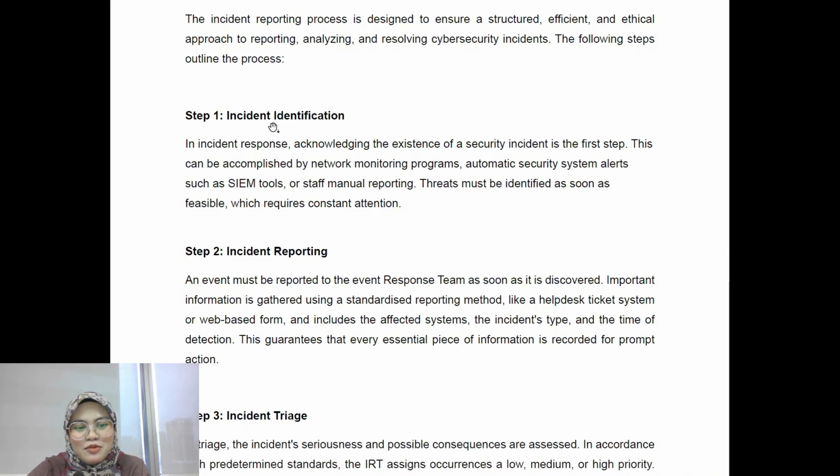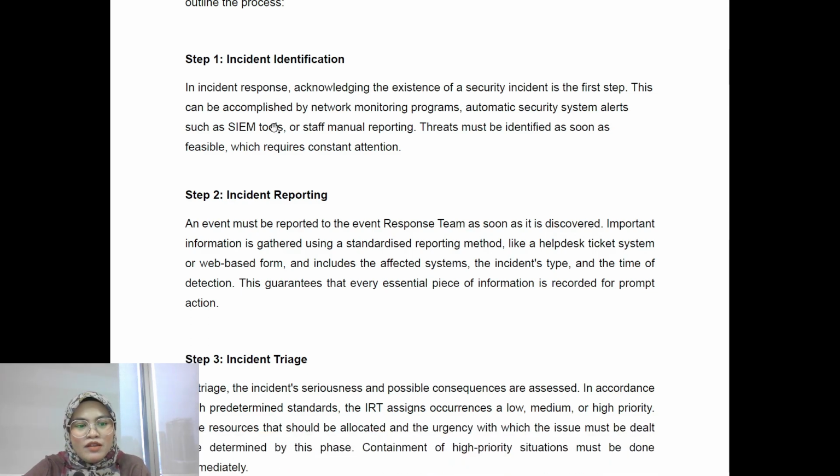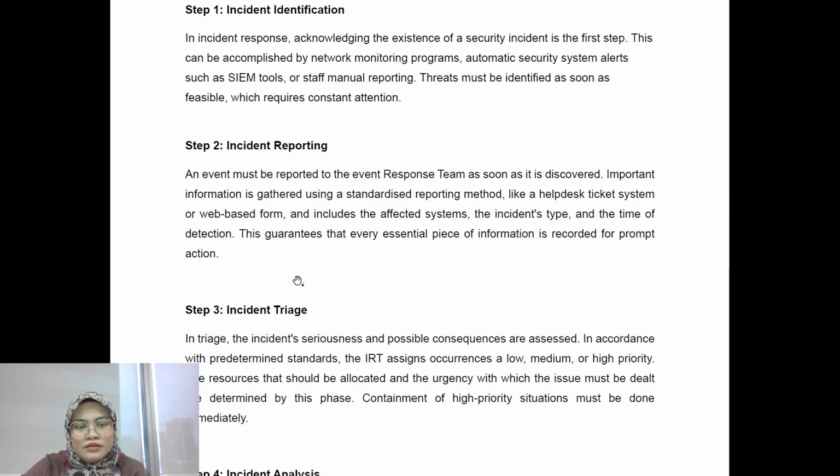So step 2 is incident reporting. An event must be reported to the incident response team as soon as it is discovered. Important information is gathered using a standard reporting method like a help desk ticket system or web-based form, and includes the affected system. This also guarantees that every essential piece of information is recorded for prompt action.